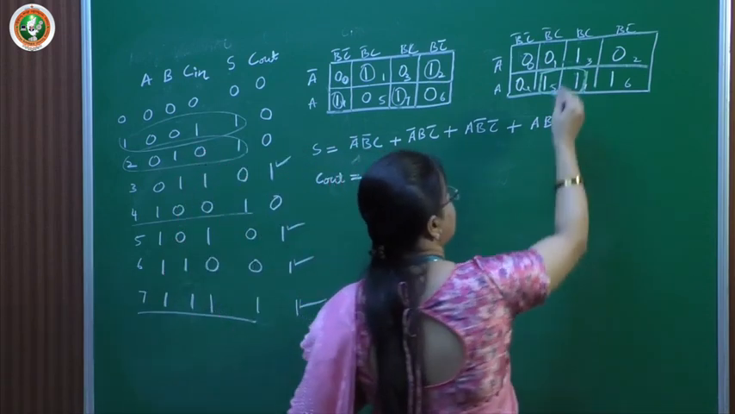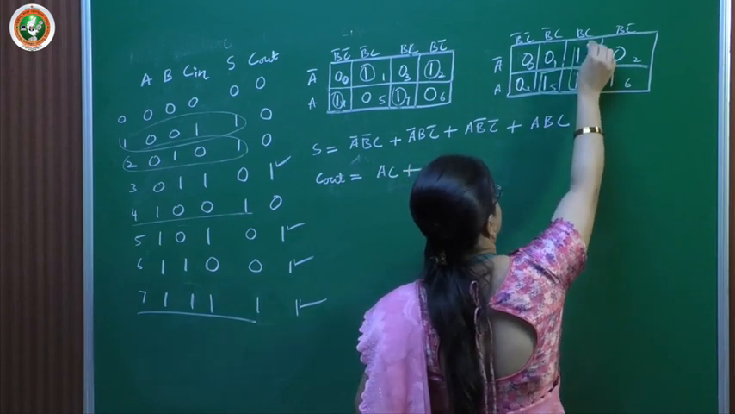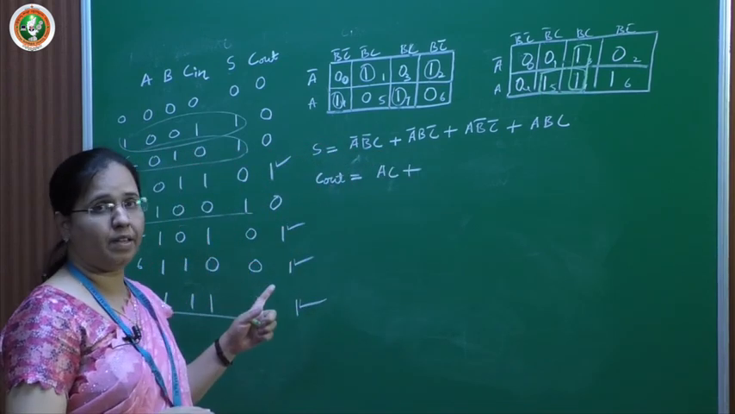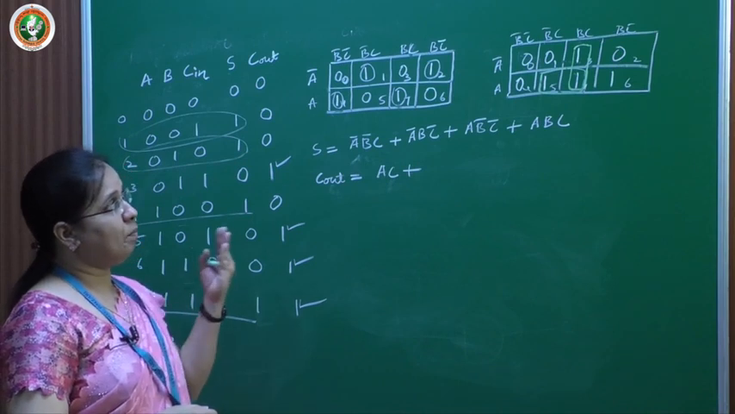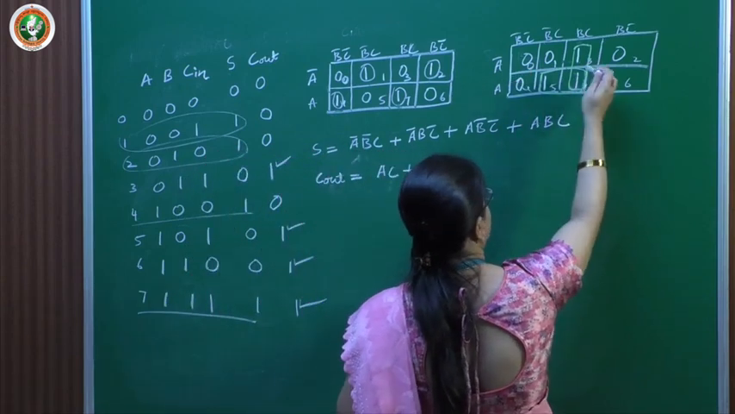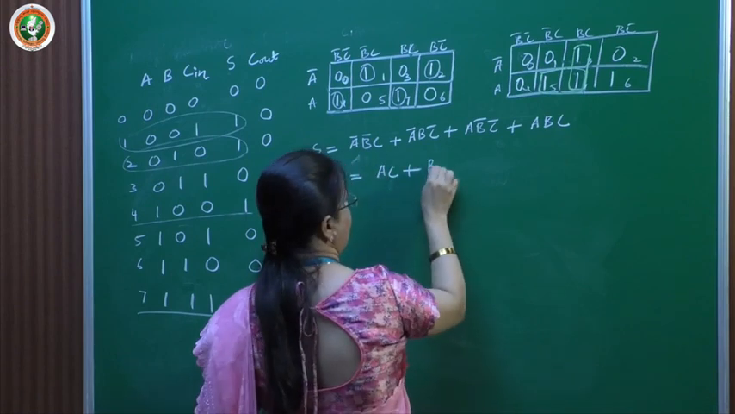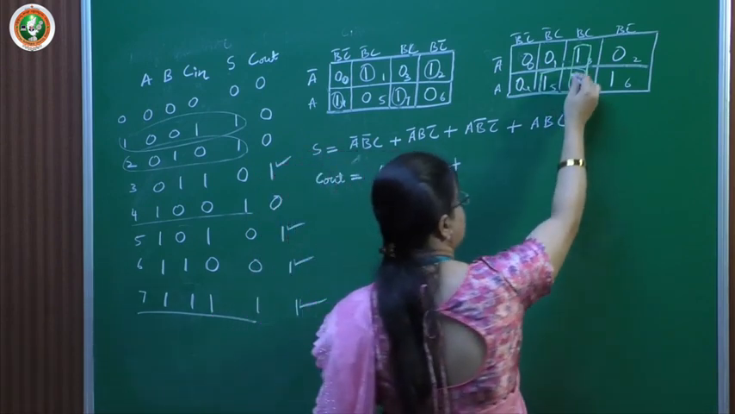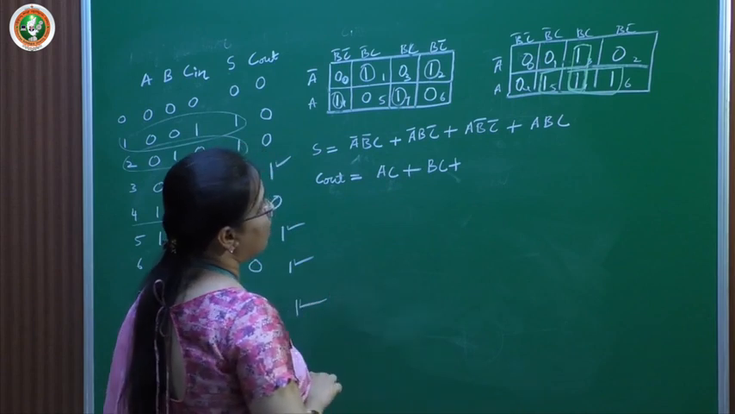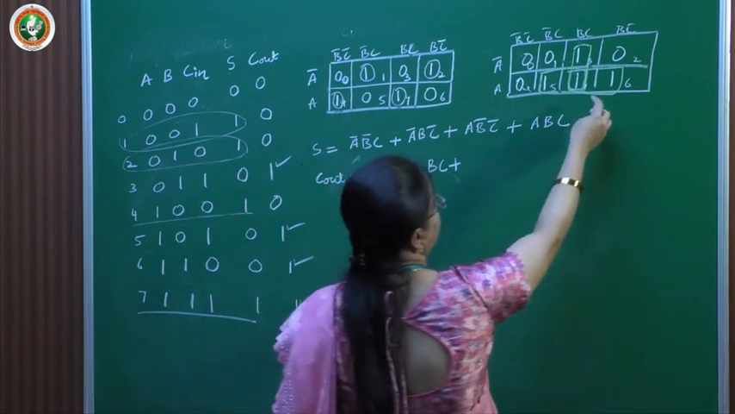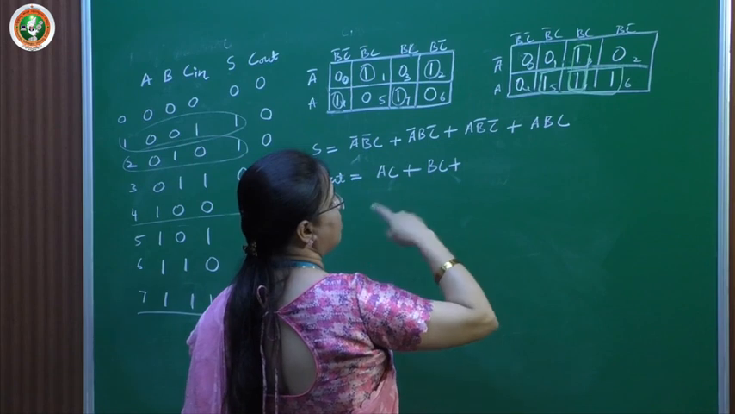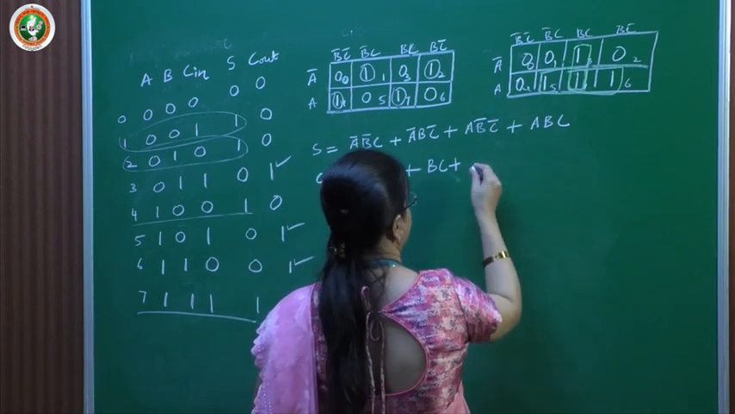In a similar fashion I can make the next group as this one. In this, which term is moving from uncomplemented to complemented form? A is moving from complemented to uncomplemented form, so A will be cancelled. We are left with BC plus. Your next grouping will be for these two. In this case, C is moving from uncomplemented to complemented form. So we'll be left with A and B.